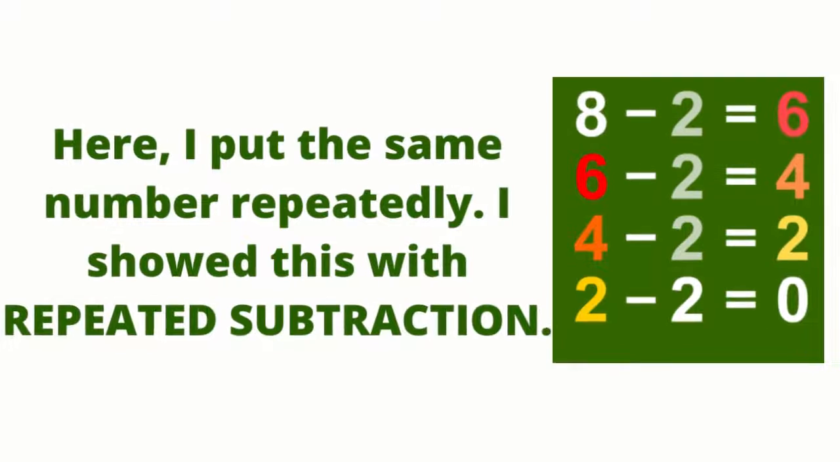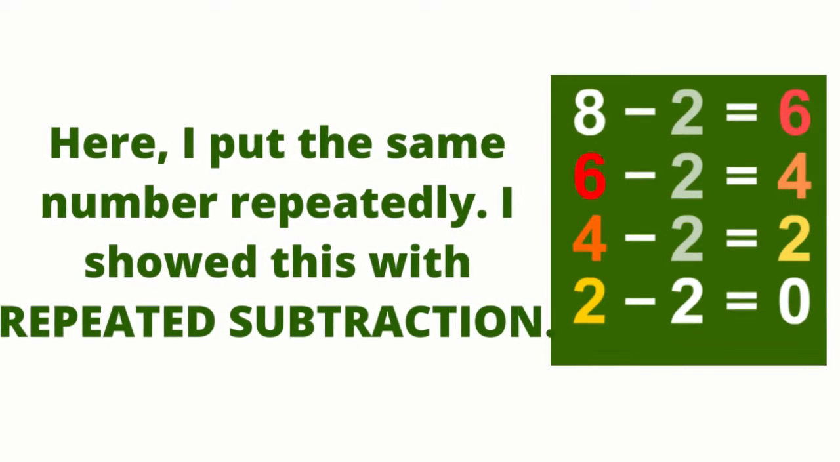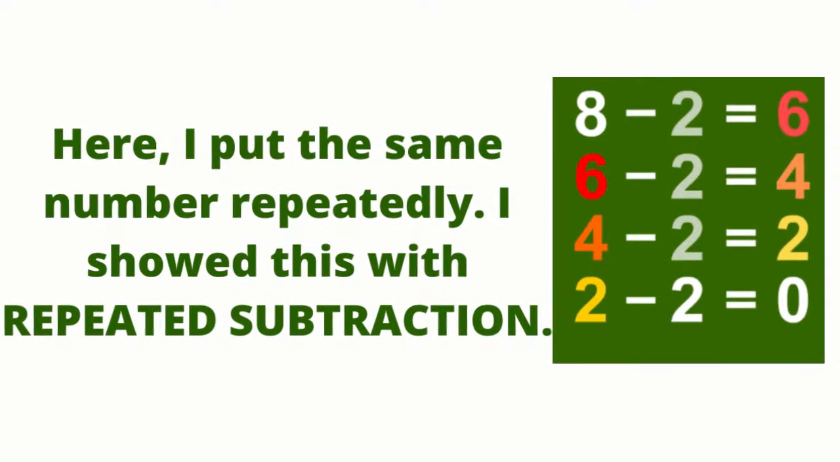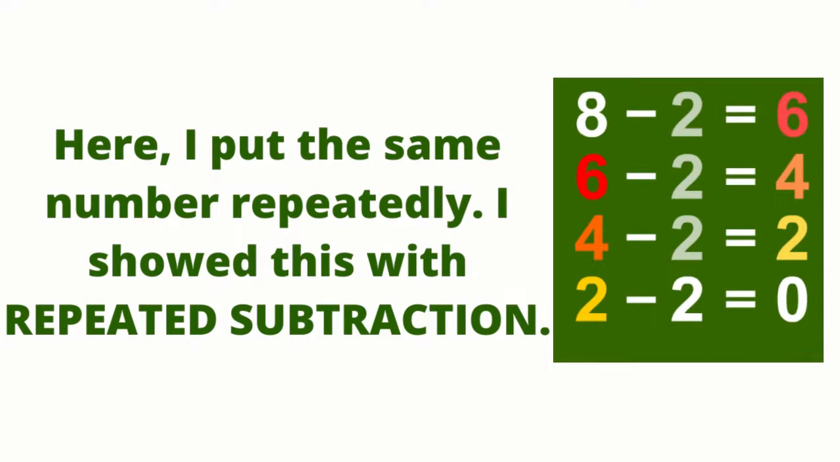Here I put the same number repeatedly. 8 minus 2 is equal to 6. 6 minus 2 is equal to 4. 4 minus 2 is equal to 2. 2 minus 2 is equal to 0. I showed the example with repeated subtraction.